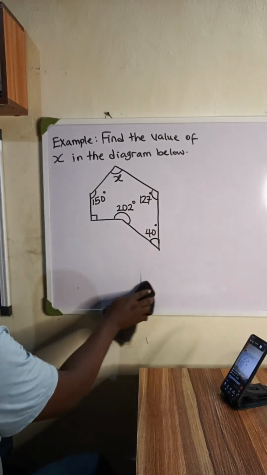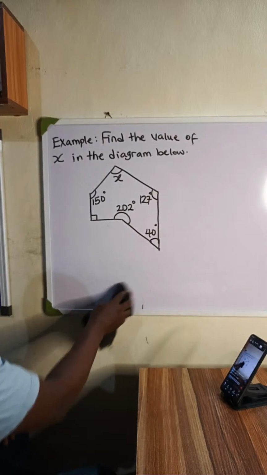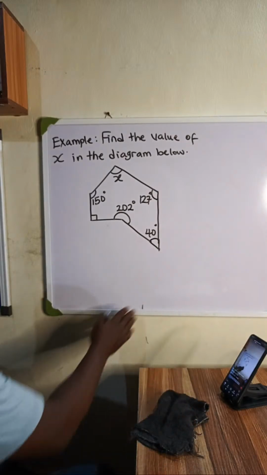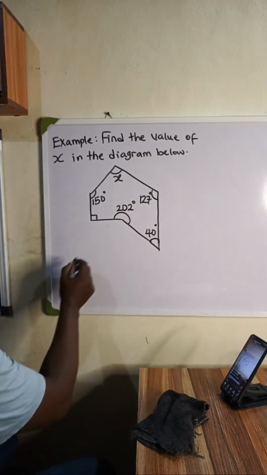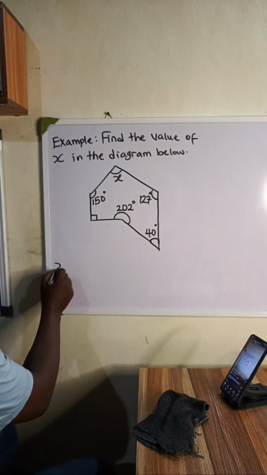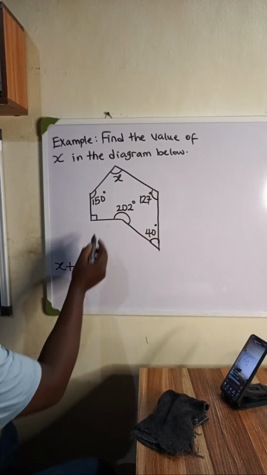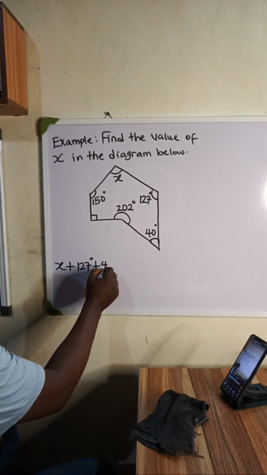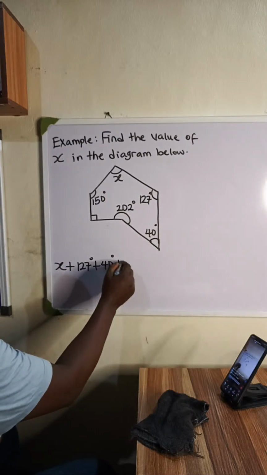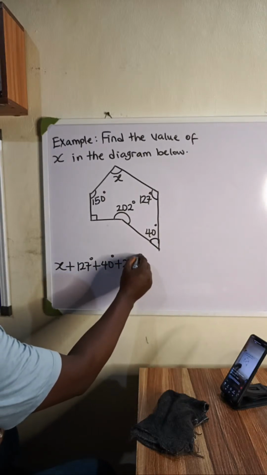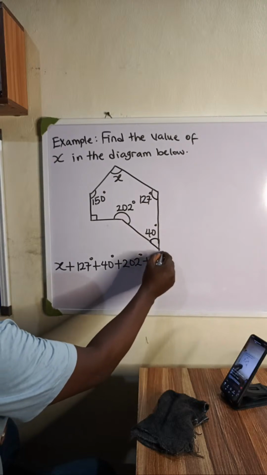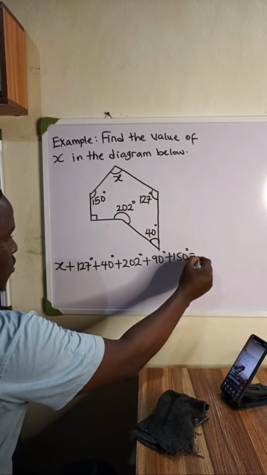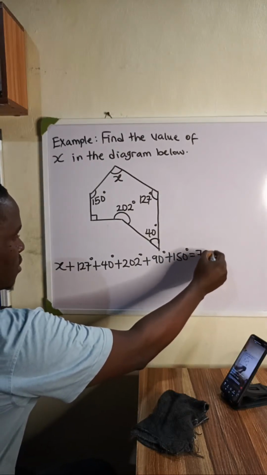So we already know that the sum of angles in this hexagon is equal to 720 degrees. This means that x plus 127 degrees plus 40 degrees plus 202 degrees plus 90 degrees plus 150 degrees is equal to 720 degrees.